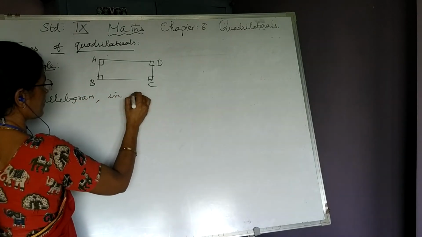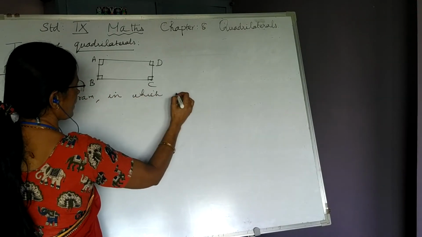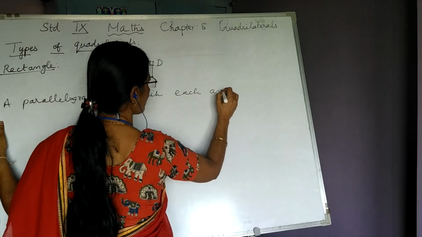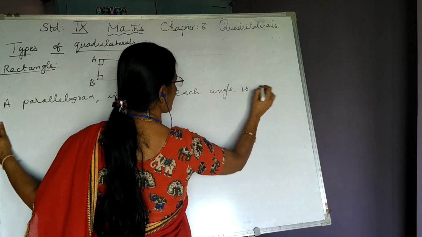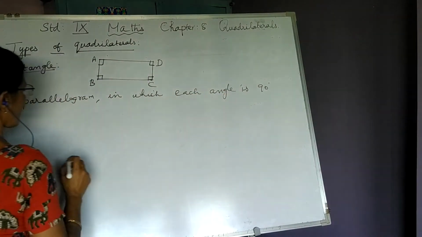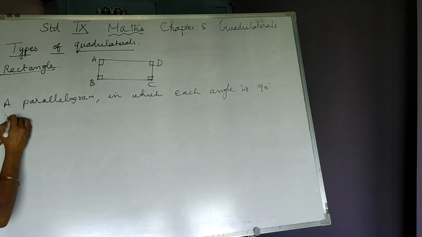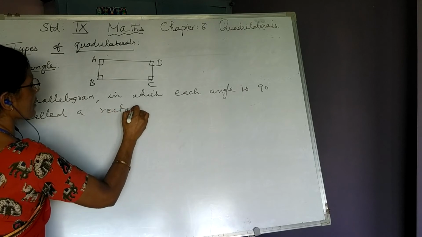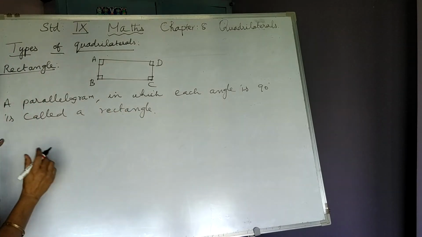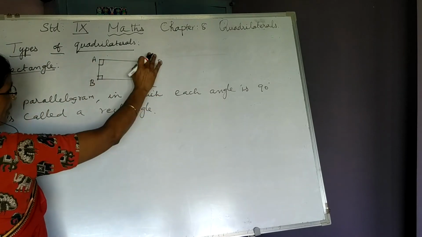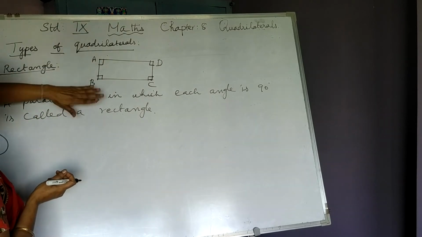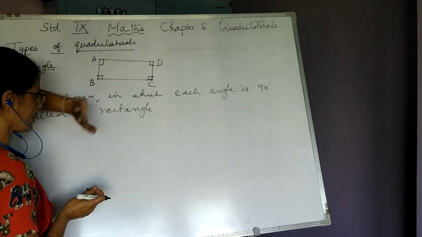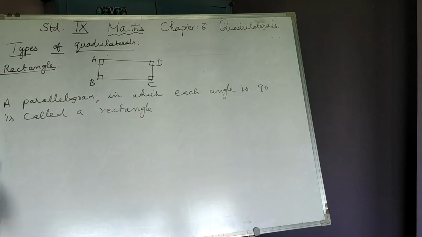So a parallelogram in which each angle is 90 degree or a right angle, we say, is called a rectangle. So it should be a parallelogram. In that parallelogram, if you find each angle 90 degree, we call that parallelogram a rectangle.